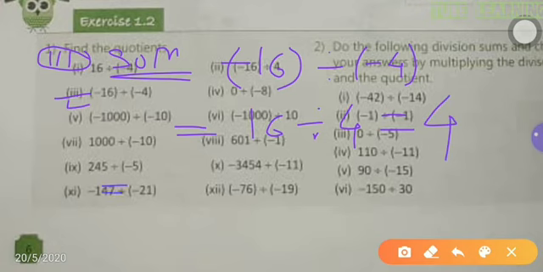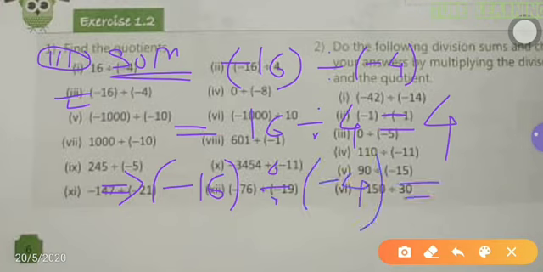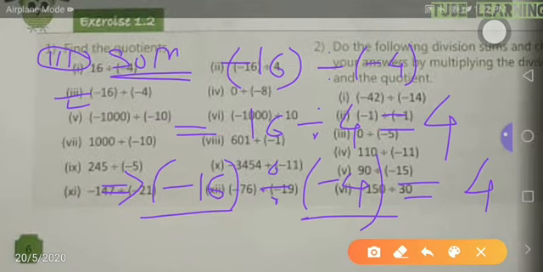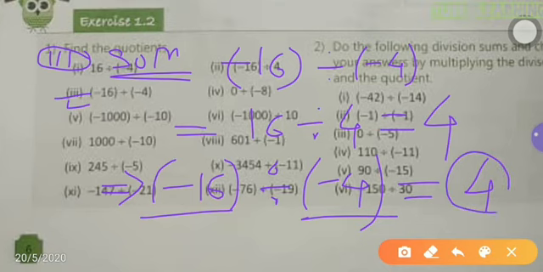That implies -16 divided by -4, how much will it become? Positive or negative 4? -16 is a negative integer, -4 is a negative integer, both are of the same sign, so our quotient will become positive, so we have to write 4 here. Okay, so third one completed.